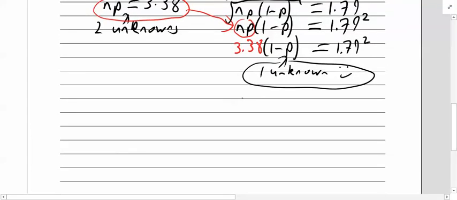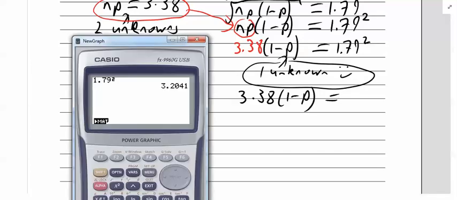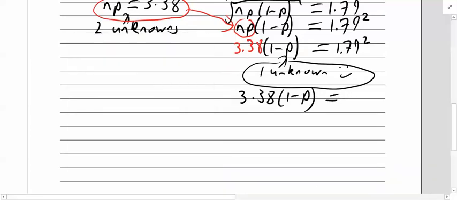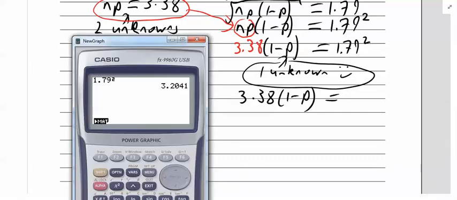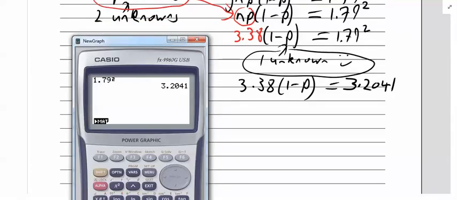Okay, so just unwrapping this. It's 3.38 times (1 minus P). I will evaluate it now, so it's 3.2041. Okay, now let's get rid of the brackets. So 3.38 times 1 minus 3.38 times P equals 3.2041. Now I want to make P the subject. You can do that however way you like.